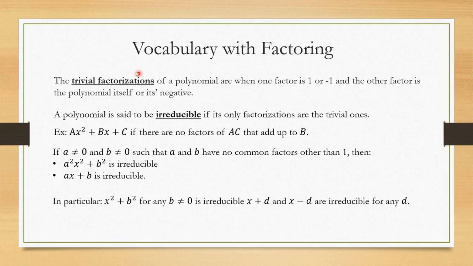Also, if this is the only way to factor, then we say the polynomial is irreducible. If the only ways you could factor it are the trivial ones. So again, for any polynomial, you can always factor it as 1 times the polynomial, or -1 times negative the polynomial. But again, that doesn't do squat for us. It's useless. So that's why they're trivial factorizations. But if that's the only way to factor, then we say the polynomial is irreducible.